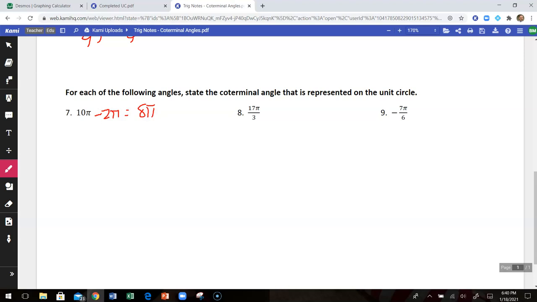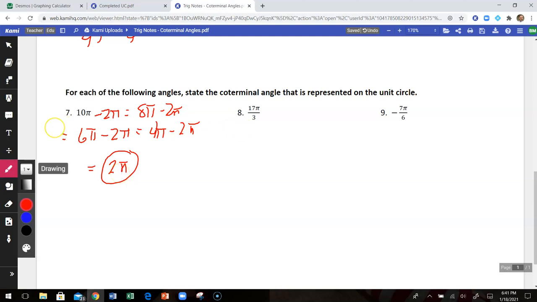That's still not on the unit circle, so I want to subtract 2 pi again. Well, that gives me 6 pi. Still not on the unit circle, so I subtract 2 pi again. What I'm doing every time I'm subtracting 2 pi is I'm subtracting full rotations, which means I'm going to end up in the same location. 4 pi, still not on there, so I subtract 2 pi again, and what I end up with is 2 pi, or 0. That is a unit circle measurement. Okay, so I found that 10 pi is in the same location as 2 pi.